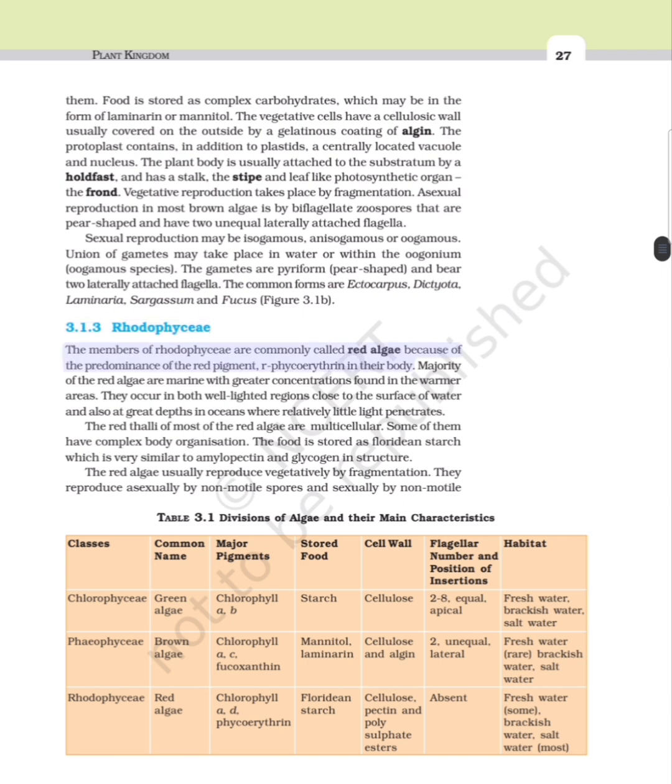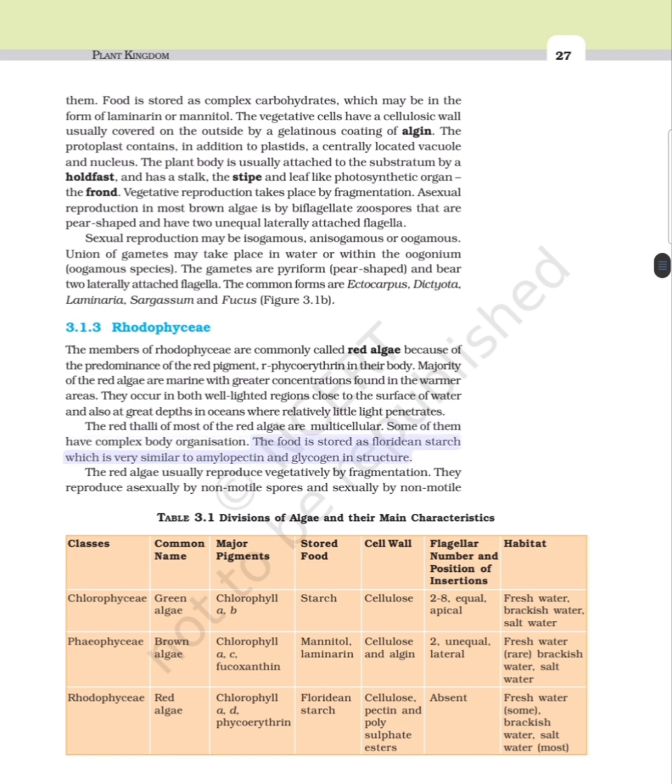3.1.3 Rhodophyceae. The members of Rhodophyceae are commonly called red algae because of the predominance of the red pigment, r-phycoerythrin, in their body. Majority of the red algae are marine with greater concentrations found in the warmer areas. They occur in both well-lighted regions close to the surface of water and also at great depths in oceans where relatively little light penetrates. The red thalli of most of the red algae are multicellular. Some of them have complex body organization.